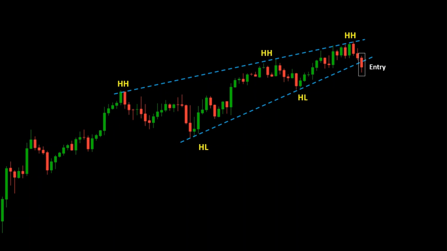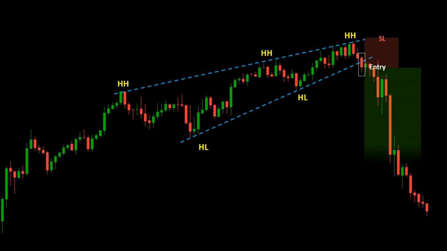Place your stop loss above the last swing high within the wedge structure. Set your take profit at the next key support level. This approach allows you to trade with confirmation and discipline, increasing the probability of a successful setup.